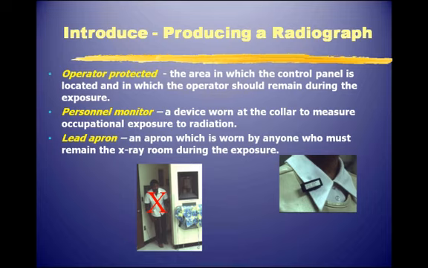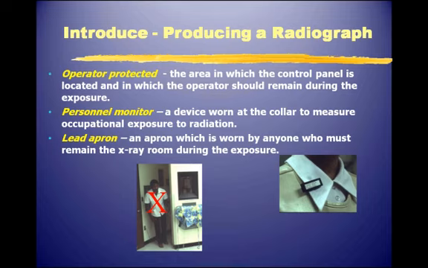You can't really do that much anymore because of the location of the exposure button. But you're not to look around that protected area, but stay behind it while you're making the exposure. Unless, of course, you need to be out there to help the patient, then you wear a lead apron. And you should have a personnel monitor, as is depicted on the photo on the right, worn at the collar if you're wearing a lead apron, to measure occupational exposure. And we'll learn a lot more about that as we go.